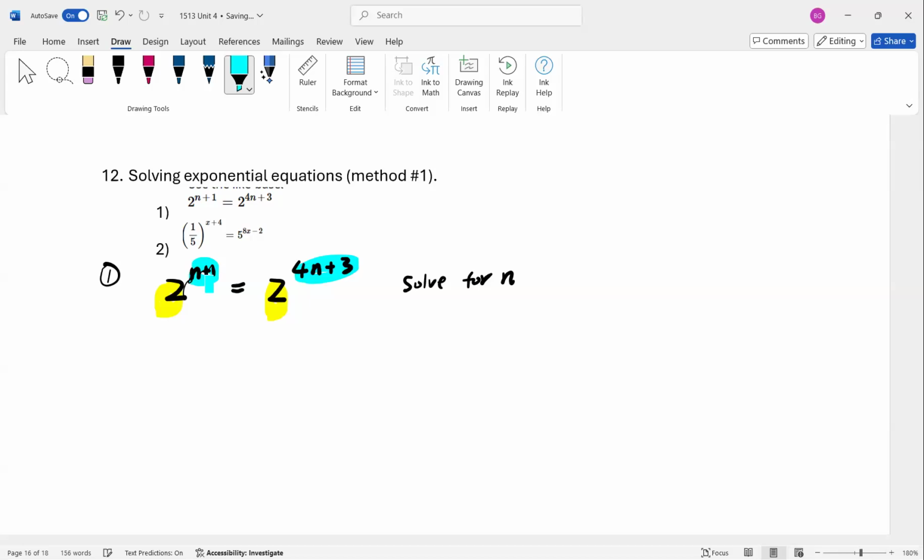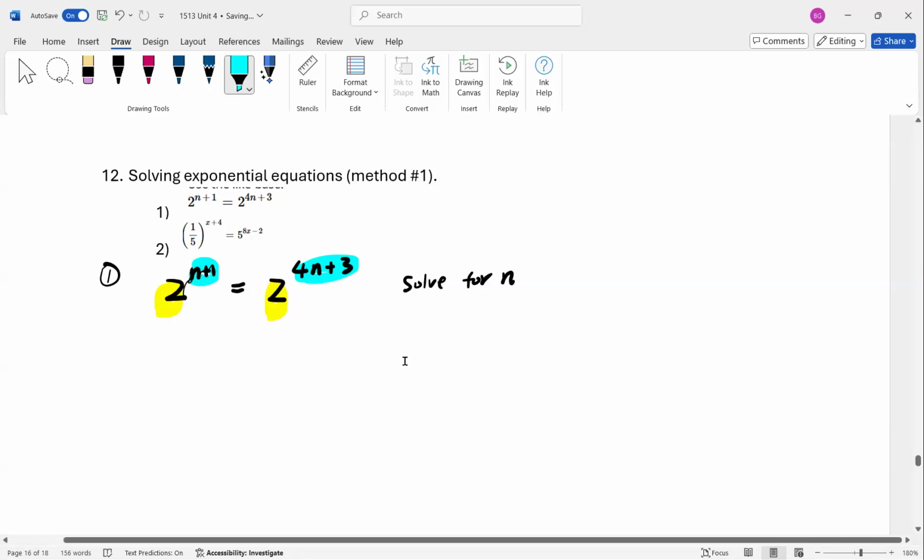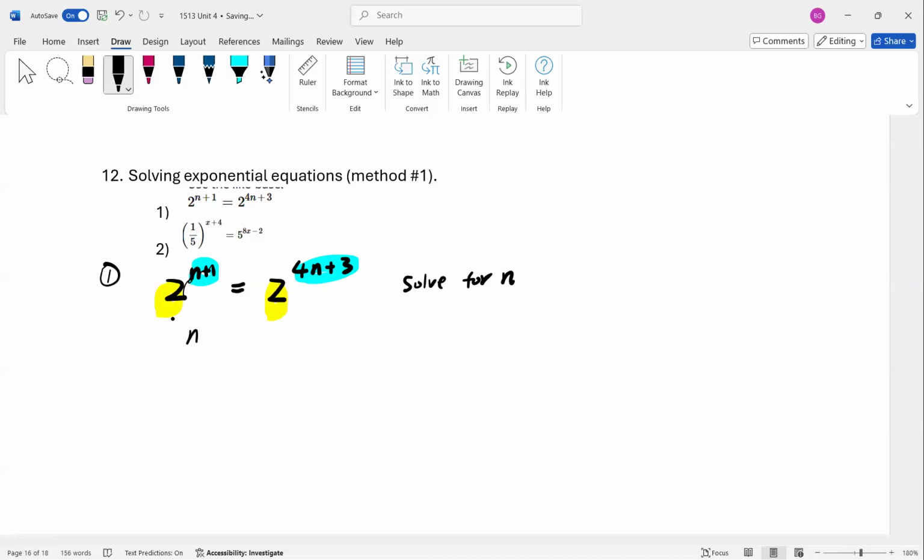If you think about it, left side equals right side, and the yellow parts are identical. Then we should have the blue part equal to each other, right? So we have the blue on the left equals the blue on the right. And we are going to solve this linear equation in n to find the value for n.